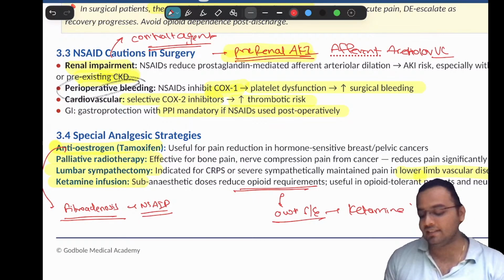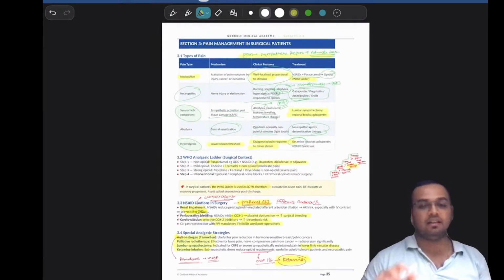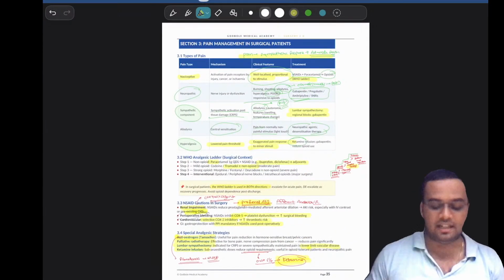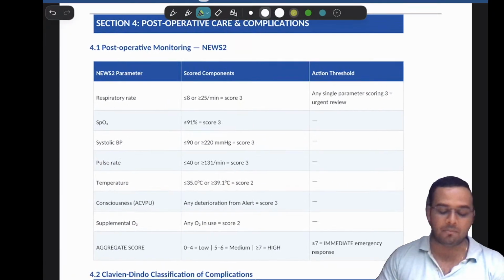So basically there is a special branch in anesthesiology which is called pain management. The pain management branch is a specialty branch in anesthesia which deals with all these things. But as a surgeon, you should know the minimum important things.